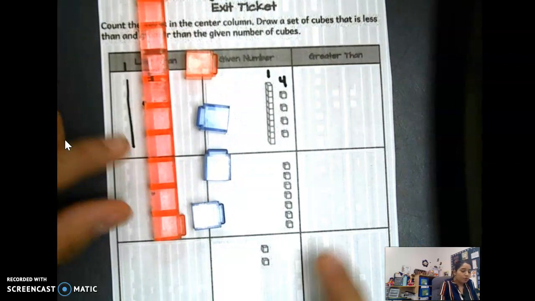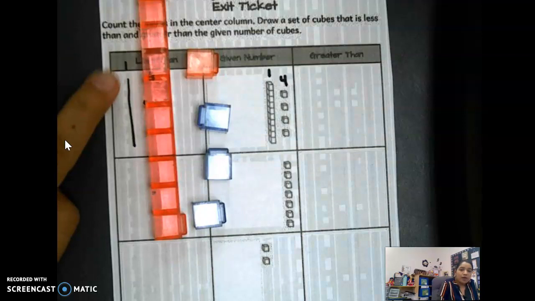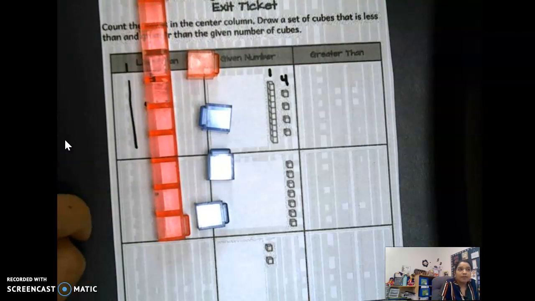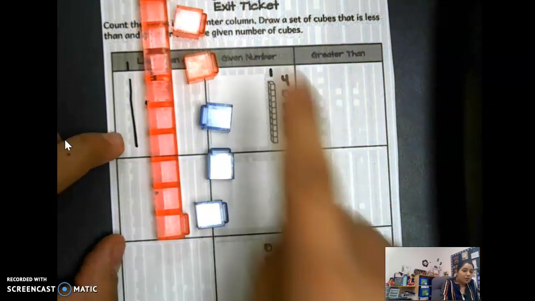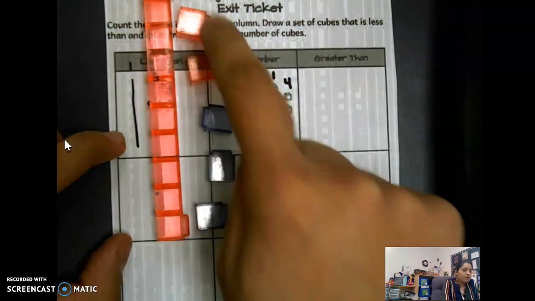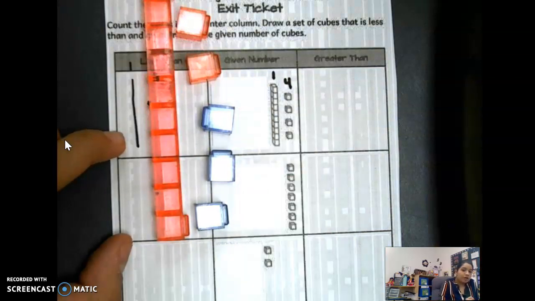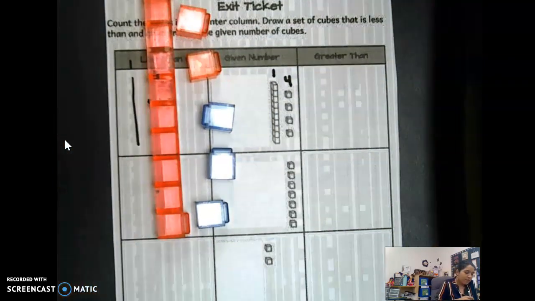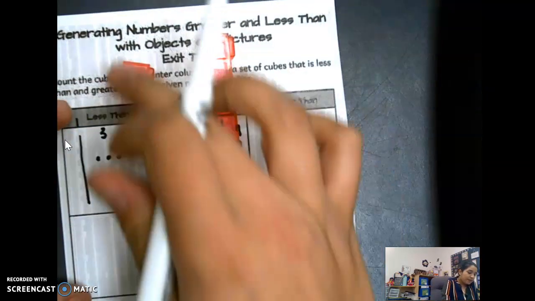And if we need a number greater than, what can we do? If we took away when we needed a number less than, what can we do for a number greater than? We can add. Great work. So we added one ones block. So now how many do we have? 1, 2, 3, 4, 5. Is 5 blocks greater than 4 blocks? Yeah, great work.